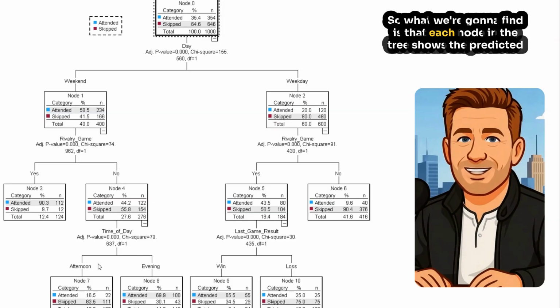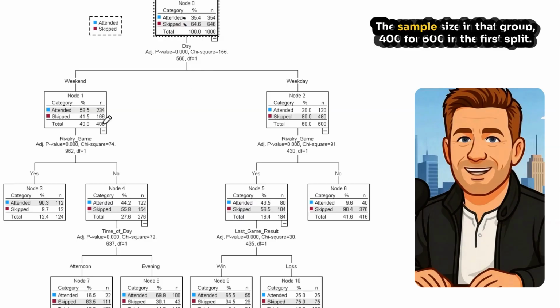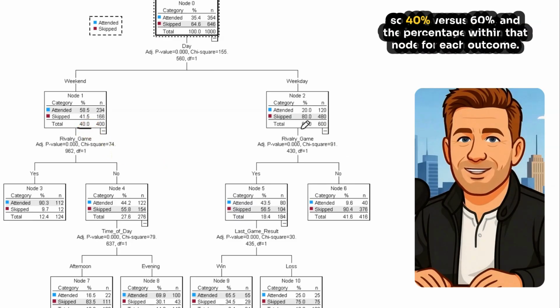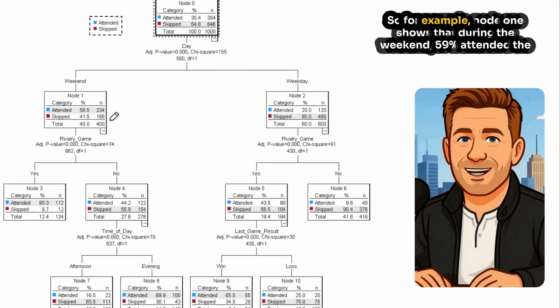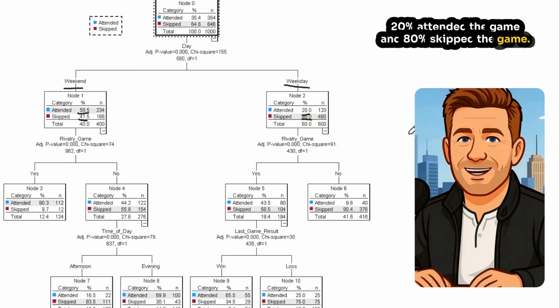So what we're going to find is that each node in the tree shows the predicted outcome, whether the game was attended or skipped, the sample size in that group, 400 and 600 in the first split, for example, the percentage of the total sample that specific node represents, so 40% versus 60%, and the percentage within that node for each outcome. So for example, node 1 shows that during the weekend, 59% attended the game, 42% skipped the game, versus on the weekday, 20% attended the game and 80% skipped the game.